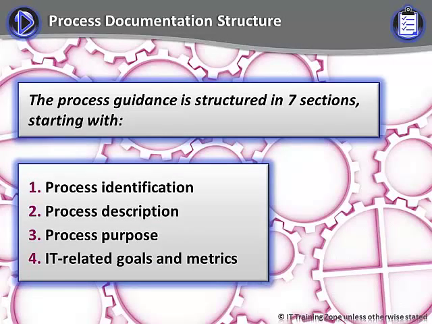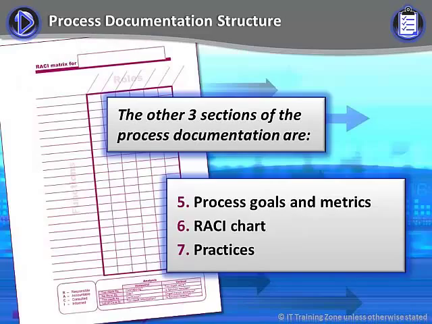Let's start by taking a look at how COBIT documents each process. The process guidance is structured in 7 sections. The first 4 sections are Process Identification, Process Description, Process Purpose, and IT-related goals and metrics. The other 3 sections of the process documentation are Process Goals and Metrics, RACI chart, and practices.